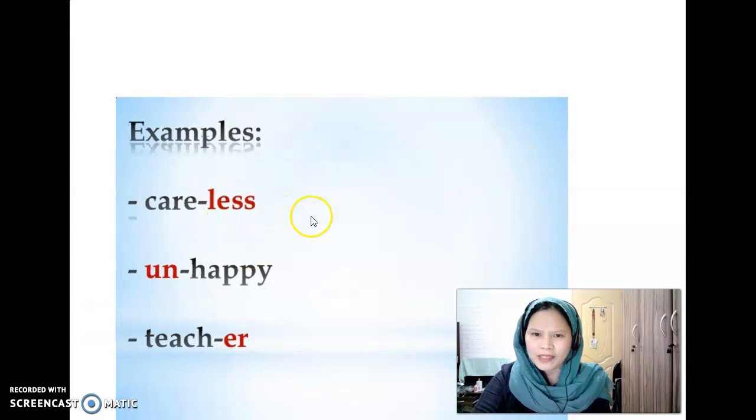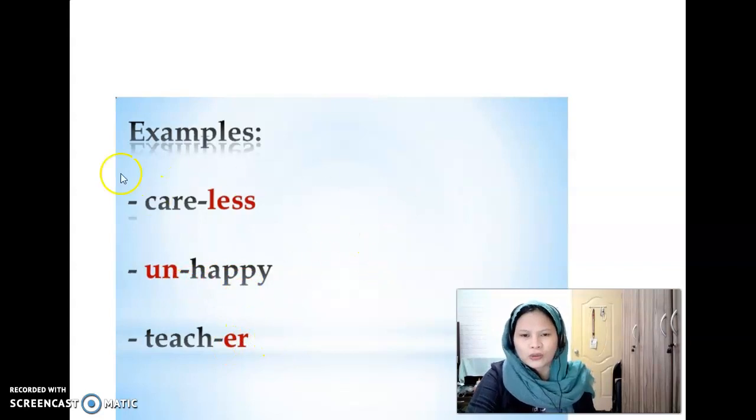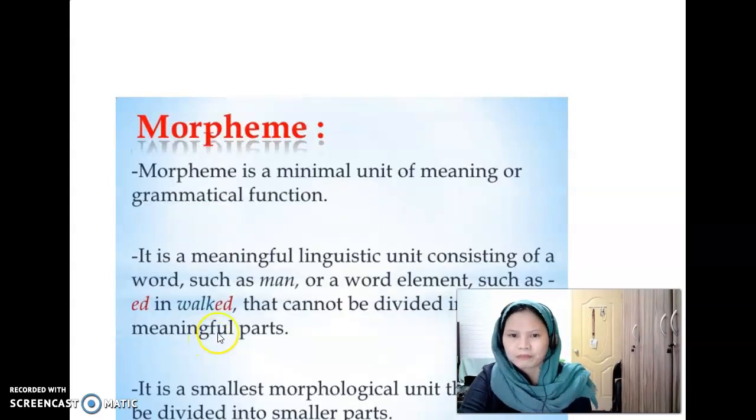So there are basic examples that we have here. We say careless, unhappy, or teacher. So we will discuss more about this. When you look at the word less, I highlight it from its root word care. So you will see the difference from the word care, it becomes careless. So it's actually the antonym of it. Same with the word unhappy from the word happy. And we also have teacher, from the word teach, a verb, it becomes a noun.